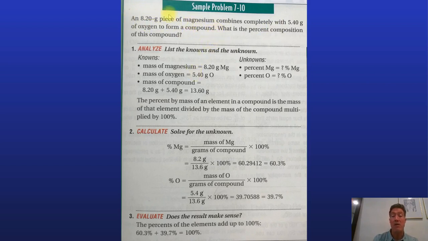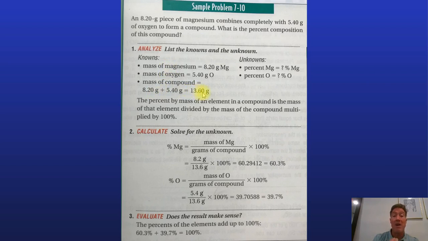Well, we know what the mass of the compound is. The mass of the compound is going to be the sum total of the parts. Remember, whatever we start with has to be in the product. So if our reactants are an 8.2 gram piece of magnesium and 5.4 grams of oxygen, then the mass of the compound formed, because of conservation of mass, is going to be 13.6 grams.